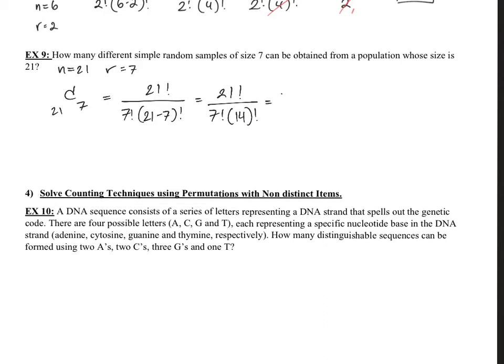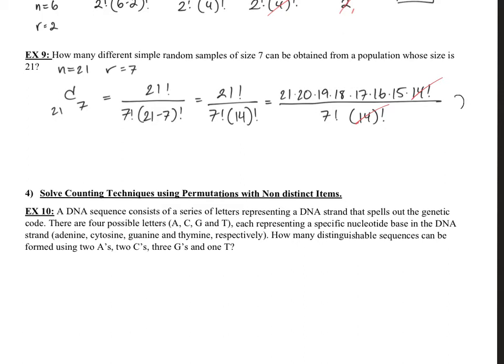Alright, so 21, so that's going to be 21 times 20, 19, 18, 17, 16, 15, and 14 factorial. So this is where it starts to be not quite as fun to do all the canceling. Then 7 factorial times 14 factorial. The 14s cancel each other out. And then we're left with the 7 factorial.